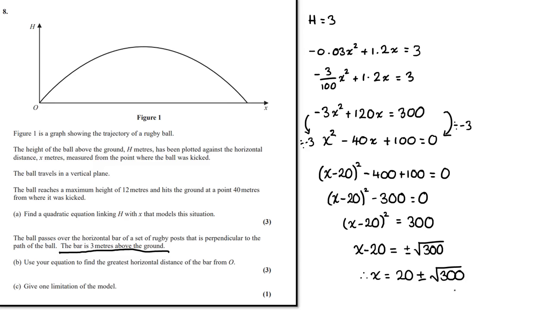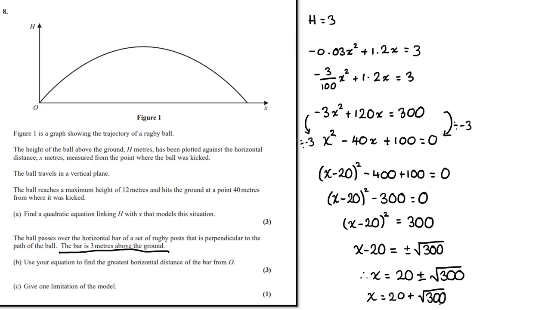And clearly this is where we get the 2 solutions now. So x is either equal to 20 minus the square root of 300, or x is equal to 20 plus the square root of 300. Now, because we're looking for the greatest horizontal distance of the bar from O, then clearly this would be the plus solution. So x is going to be equal to 20 plus the square root of 300 there.